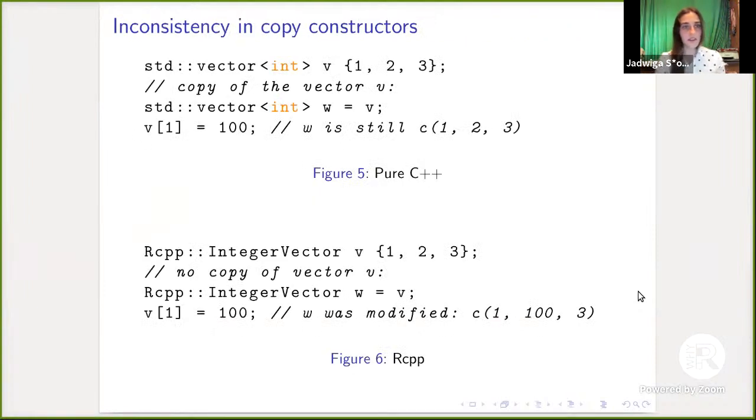The second thing: there is an inconsistency in copy constructors. The first snippet is related to pure C++, and we have a copy here. So if we modify V, the W won't be changed. However, in the second example, which is very similar, just with another data structure, but this is a vector as well, the copy is not performed. So when we modify V, W would be modified as well.